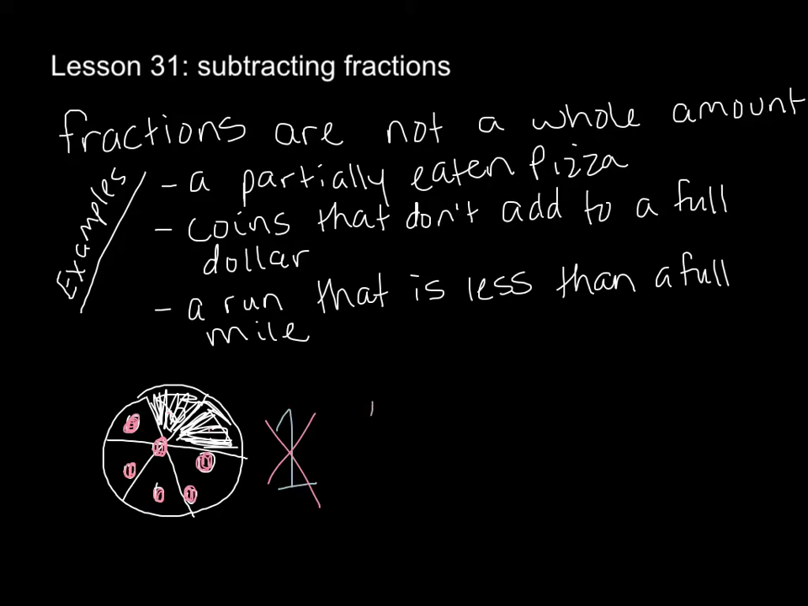You can say there's 4/6 of a pizza because 1, 2, 3, 4. 1, 2, 3, 4 of the 6 total pieces are still there. Or if you wanted to just say what was eaten of the pizza, you can say 2/6 was eaten and 4/6 is left. It is just not the whole thing.